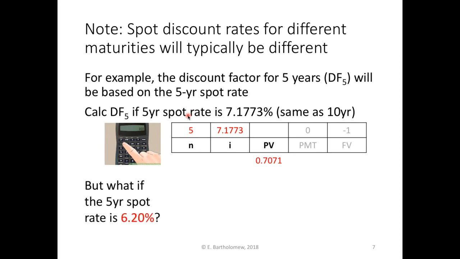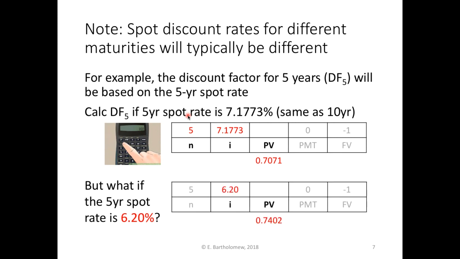But what if the 5-year spot rate were something different? What if it were 6.2%? Well, we do the same thing, but we just put 6.2 in the I register. We hit PV again, and we get a different number, a higher number, 0.7402.